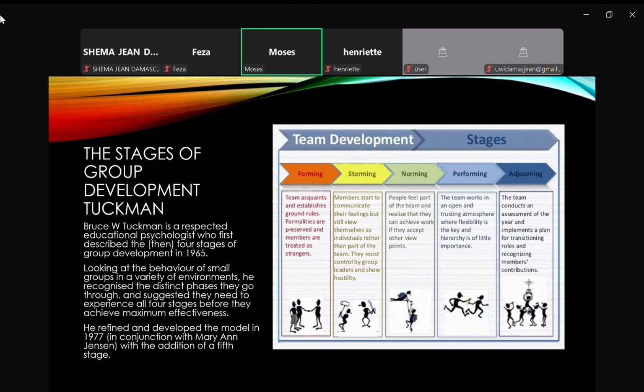Number 3 is norming. Norming is the stage when people are starting to normalize. People are starting to understand each other and their position in a team, and therefore they are starting to perform, which leads to the performing stage. And then finally, you get to adjourning, which is the stage when people are disbanding and also celebrating their wins and recognizing people's contributions.